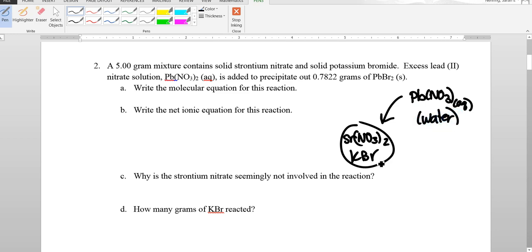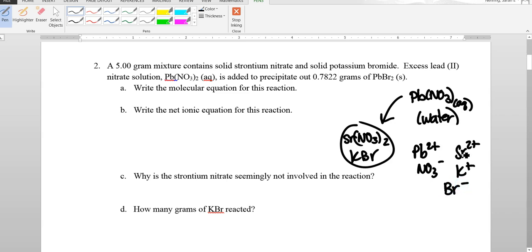And notice these two compounds are soluble. I know that because this is a nitrate compound, always soluble, alkali metal compound, always soluble. So I mix all these things together, really I'm going to have a bunch of ions. I'm going to have some lead ions, some nitrate ions, some strontium ions, more nitrates, some potassium, and some bromide.